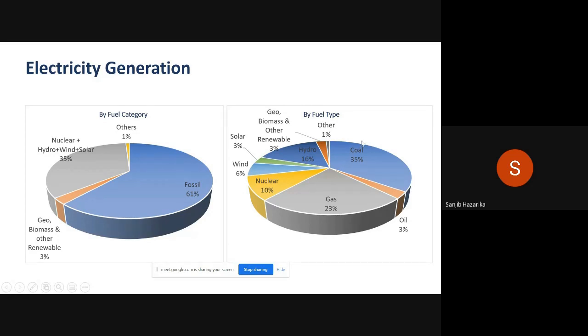So the majority of electricity production, you can say, is still very much based on fossil fuel, and that's one of the problems, especially for emissions and all those things that we will discuss later.